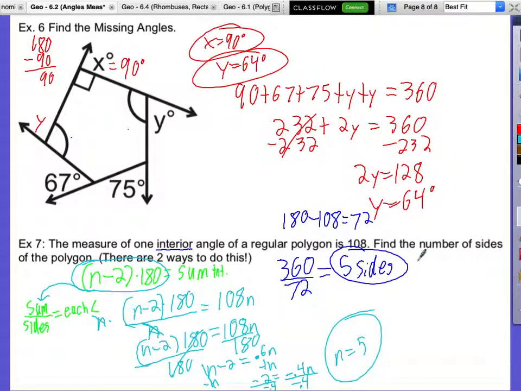If we were given an exterior angle on number 7 instead of an interior angle, well, what did we end up doing on number 7 in the dark blue? What kind of angle did we find when we were given the interior angle? Exterior. When we were given the interior, we found the exterior. So if we're already given the exterior, you don't have to do that step. You can just take 360, the sum of the exterior, divided by that angle measure. And boom, you're right there. So you save yourself a step if you're already given that one. Does that make sense?